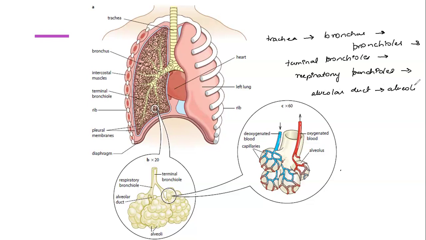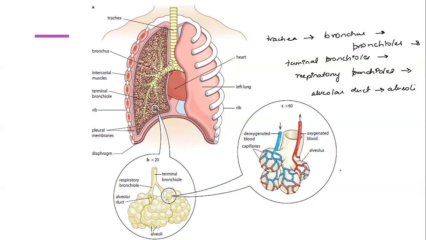So this is how the respiratory system is. We have trachea, bronchus, bronchioles, terminal bronchioles, then respiratory bronchiole, and finally we are going to have our alveolar duct, which will then give us our alveoli. This is the alveoli. You know that alveoli is the major gas exchange system. That is where the gaseous exchange actually is going to be taking place, right? So the major gaseous exchange system that we have is our alveoli.